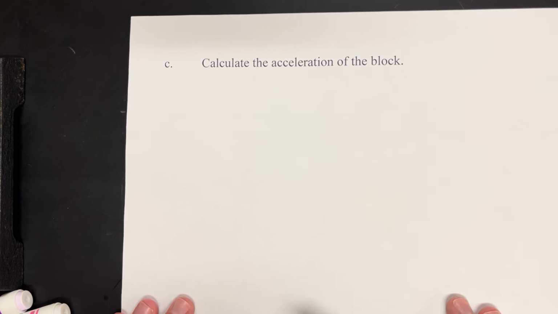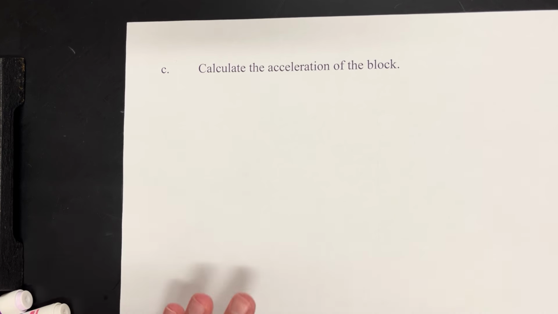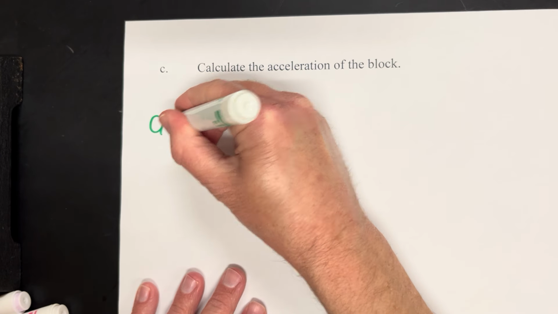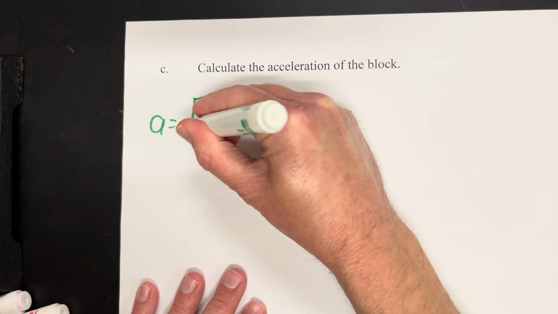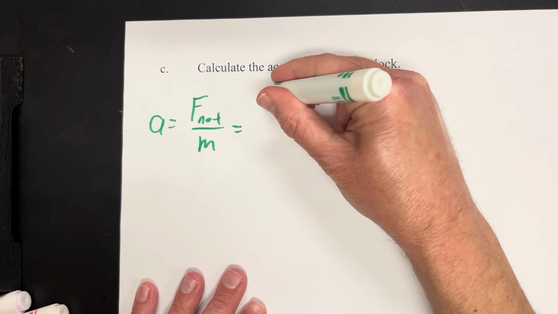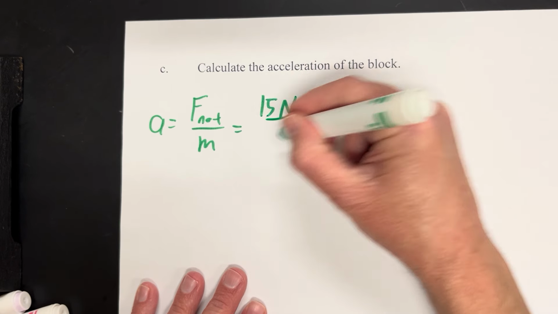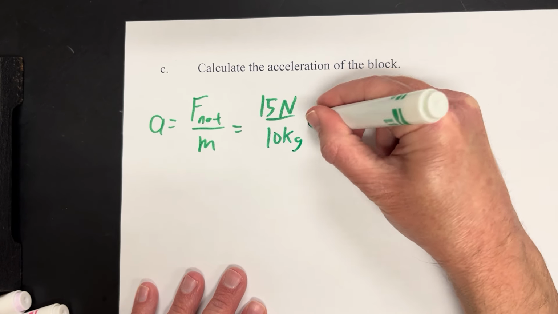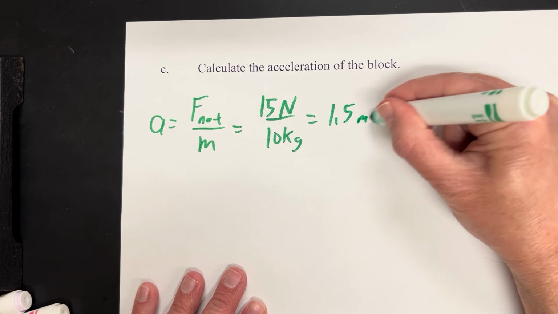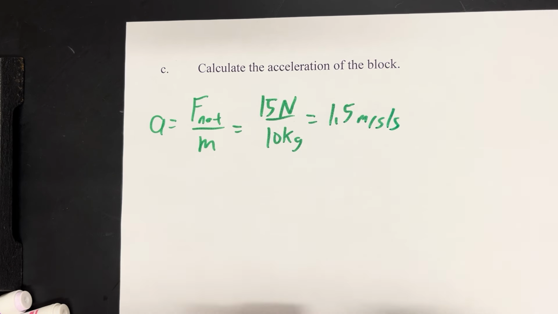All right, next part, part C. This part's pretty straightforward. It says calculate the acceleration of the block. Well, acceleration is simply Newton's second law, net force over mass. We have the net force, we just solved for it, it's 15 newtons. We have the mass, it's 10 kilograms. So it's simply 1.5 meters per second squared.